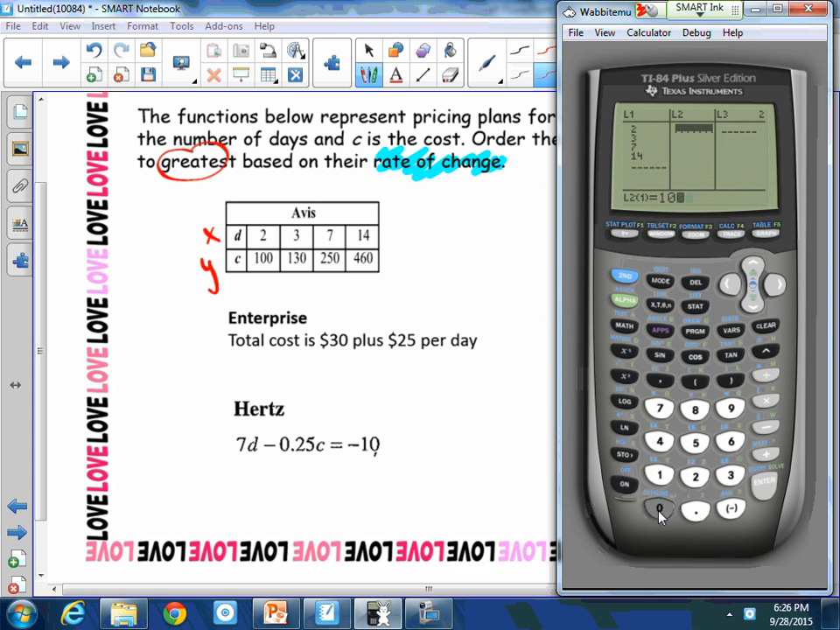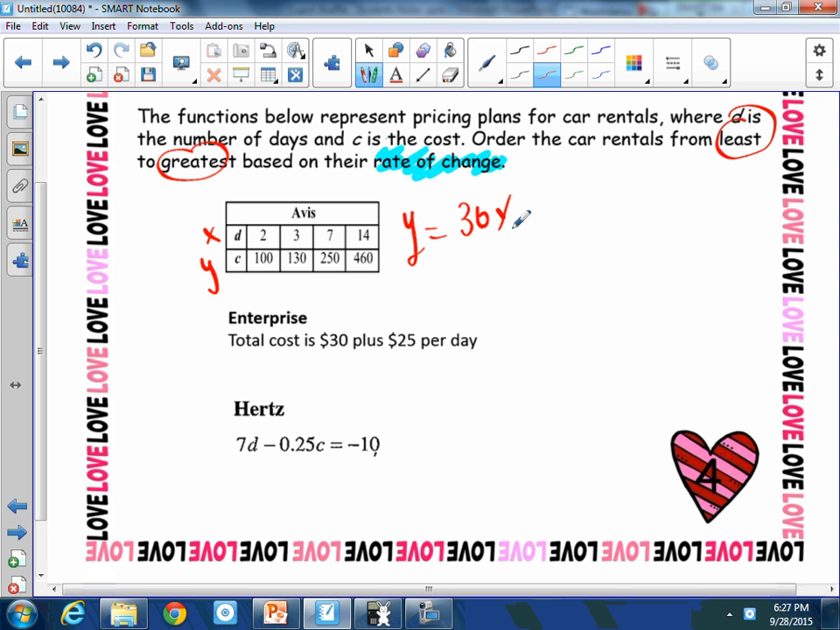And then 100, 130, 250, and 460. Make sure that they're correct. 2 and 100, 3 and 130, 7 and 250, and 14 and 460. Very good. So I'm going to go back to stat. I'm going to calculate a line regression. And what is my equation? Y equals 30x plus 40. Okay, so my slope in here would be 30.